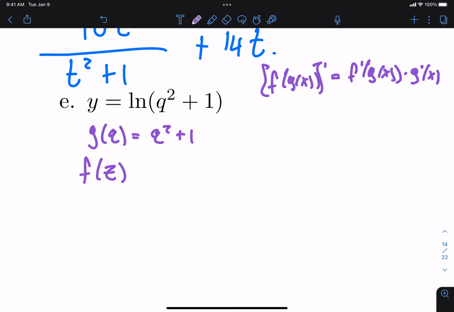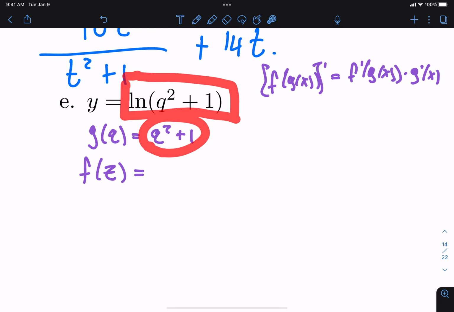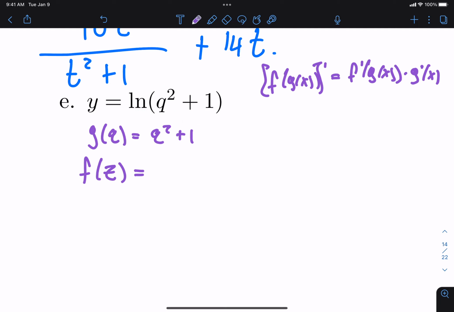So f of z is the function such that if I replace all of the z's with q squared plus 1, I get ln of q squared plus 1. So what should f of z be? Yeah, someone said it. ln of z in this case.